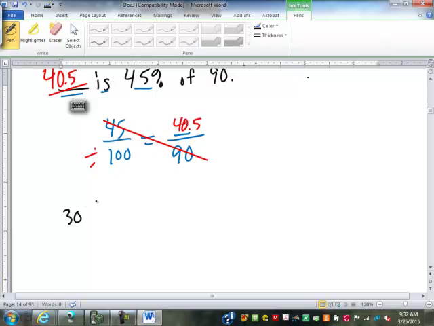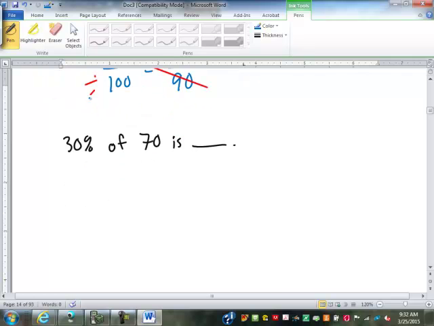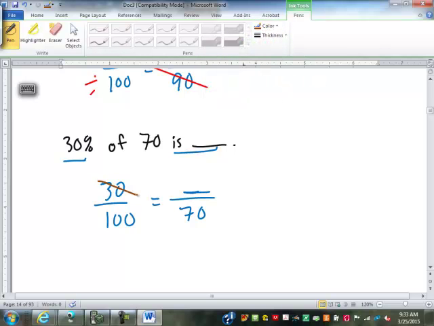So let's say 30% of 70 is blank. This one looks very different. Not so much, though, in reality. 30%, of course, is 30 out of 100. Where's the 70 go? On the bottom again. 30% is blank, again implies the blank matches up with the 30. Of 70 means out of 70, so the 70 goes on bottom. Cross multiply and divide. 30 times 70 divided by 100 is 21. So 21 is 30% of 70, or 30% of 70 is 21.